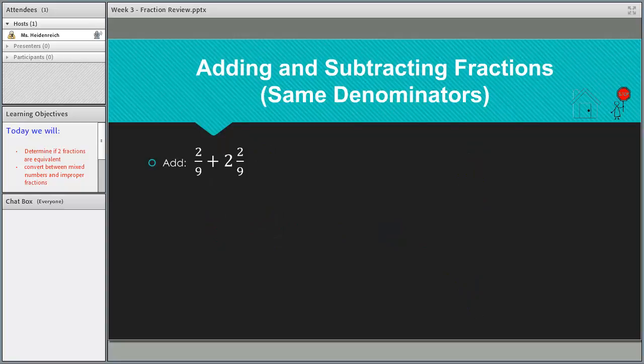All right, here is one for you to try. So it would help to change this second fraction, 2 2/9, to an improper fraction, and then go from there. So go ahead and pause the recording and try this one out.